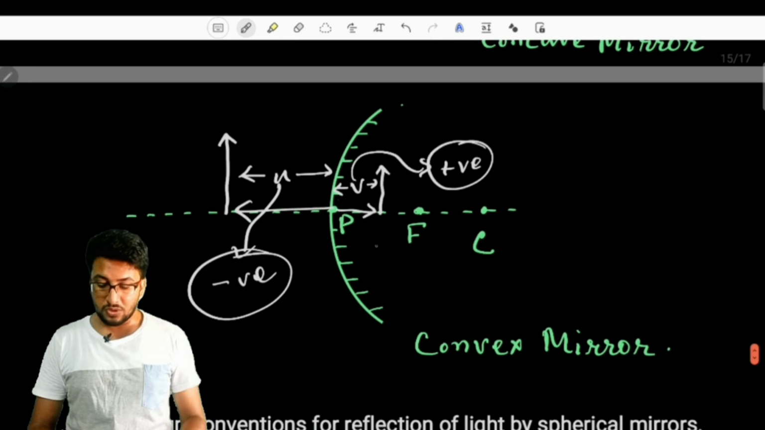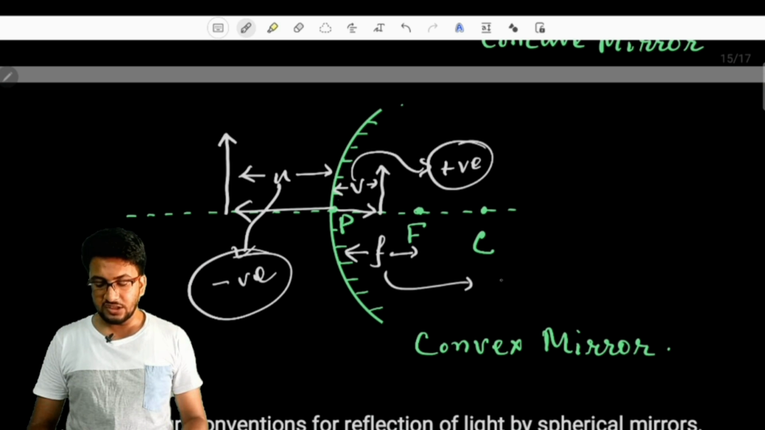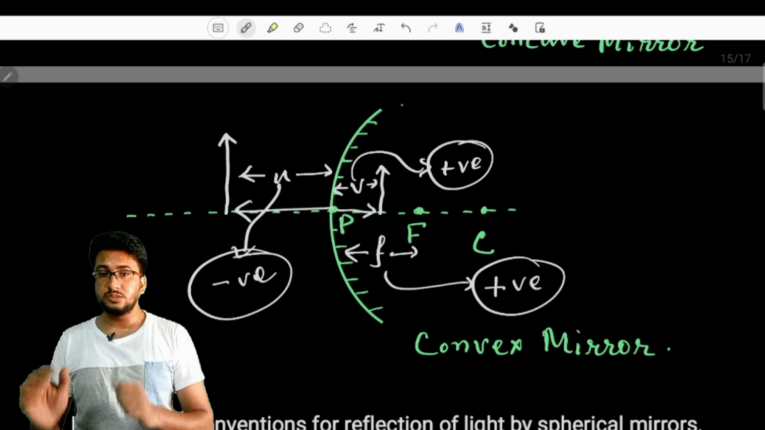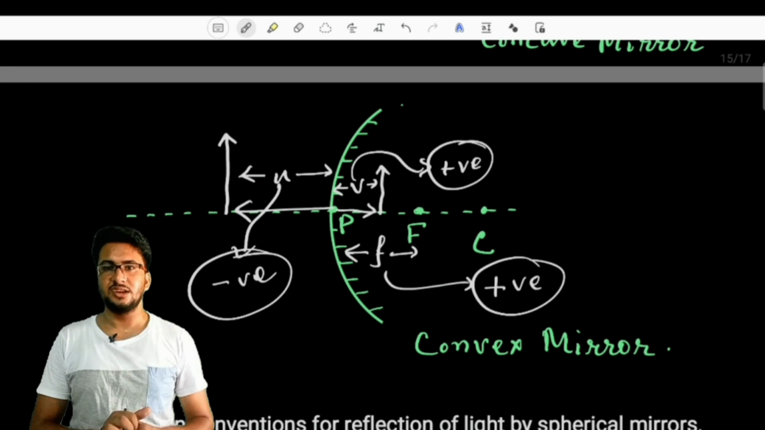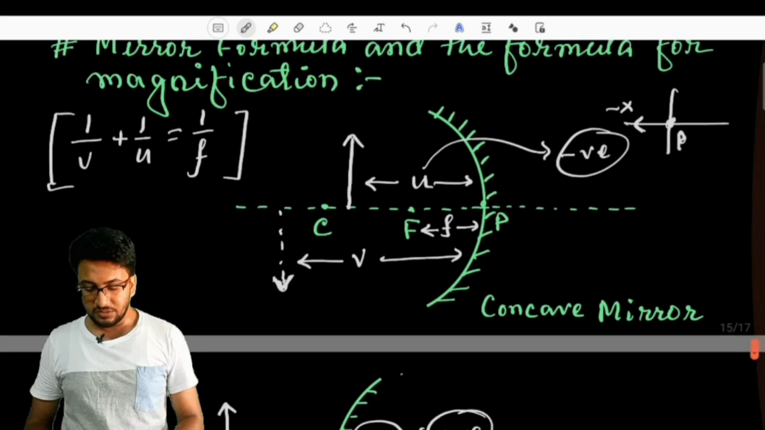And also the focal length is the distance between the focus and the pole of the mirror, and that focal length is also positive. Why? Because the focus, compared to the pole of the mirror, is placed in the positive x-axis direction, that means towards our right hand side. And that's why it will be positive in nature.